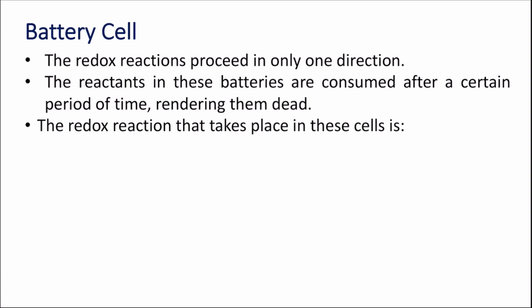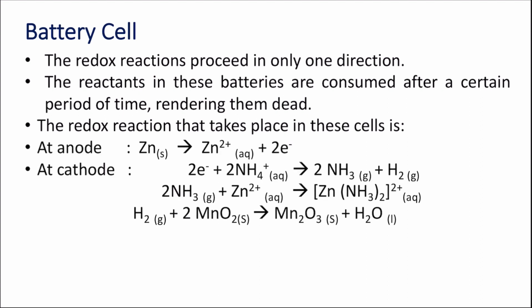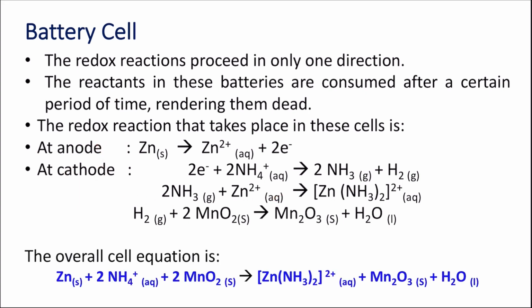Kita masih lagi ada dua proses, anode and cathode. So this is only the example. You don't have to memorize this one. Cuma saya just nak explain dekat anode and cathode masih lagi ada reaction dalam battery cell. Dan overall cell equation awak akan dapat this equation. And once again, you don't have to memorize all of these equations. You just need to know.